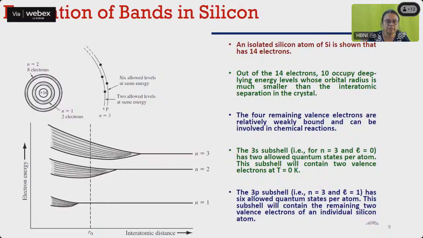So basically this splitting is because of Pauli's exclusion principle. Pauli's exclusion principle says that for any given substance, material, or system, no two electrons can have the same quantum state. So everyone should have a different energy level.